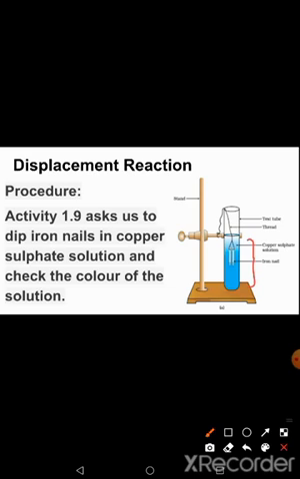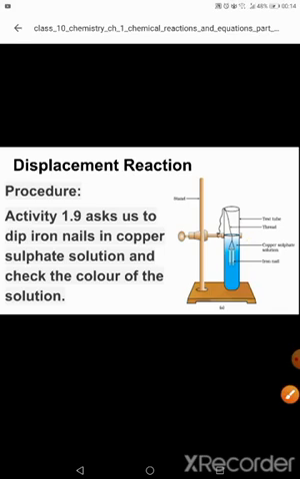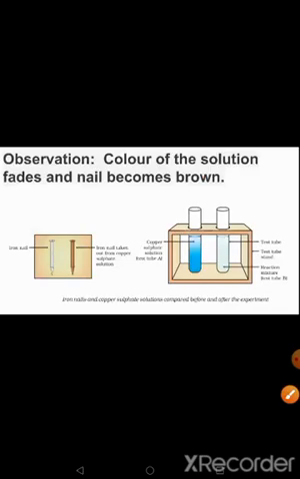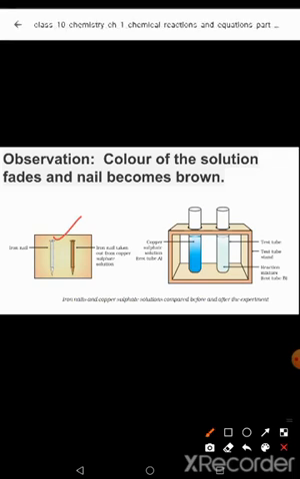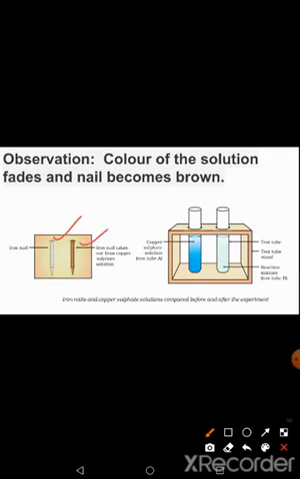So you have to dip iron nails into this and you have to see what happens, what color change takes place after some time. So it will be seen that the color of the solution fades and the nail becomes brownish in color. So initially the nail was like this. After it was dipped into copper sulfate solution, it has turned brown, and the color of the solution, which was initially blue, has faded down. And later, after some time, when you notice this test tube, you will find that the solution must have turned greenish in color. Why? What has exactly happened here?